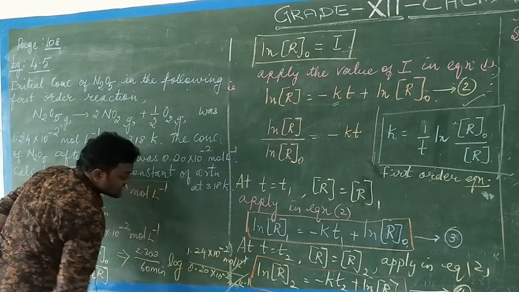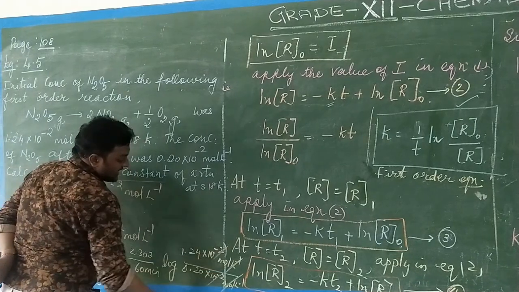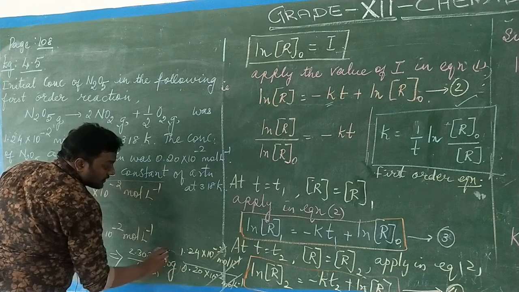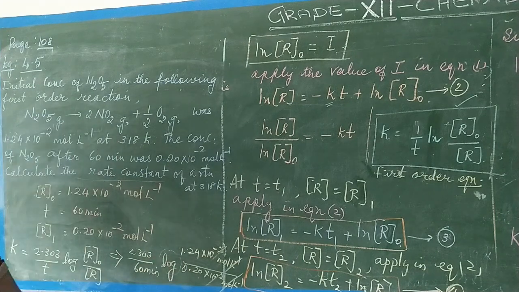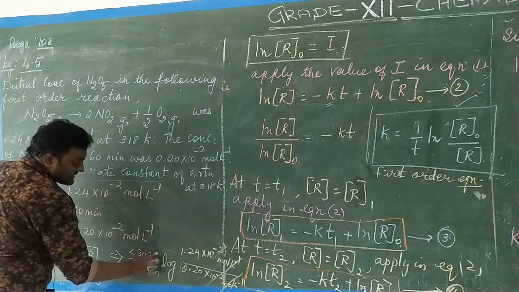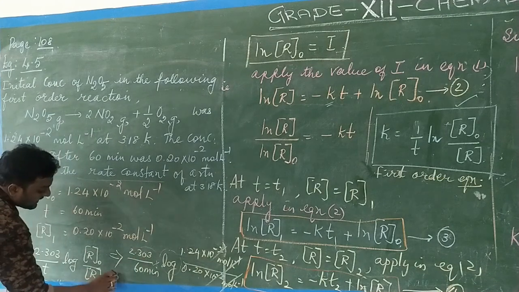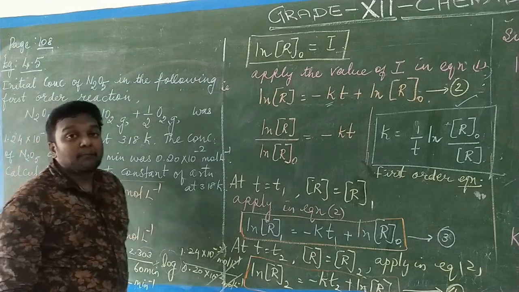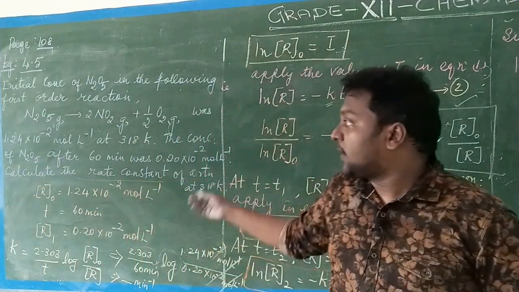This becomes cancelled, this becomes cancelled, this becomes cancelled. So these two you just subtract and then find out the log value. Once you get the log value, you have to multiply with this given value. Then you will be getting an answer which will be in minute inverse. So this is how you have to do the sum.